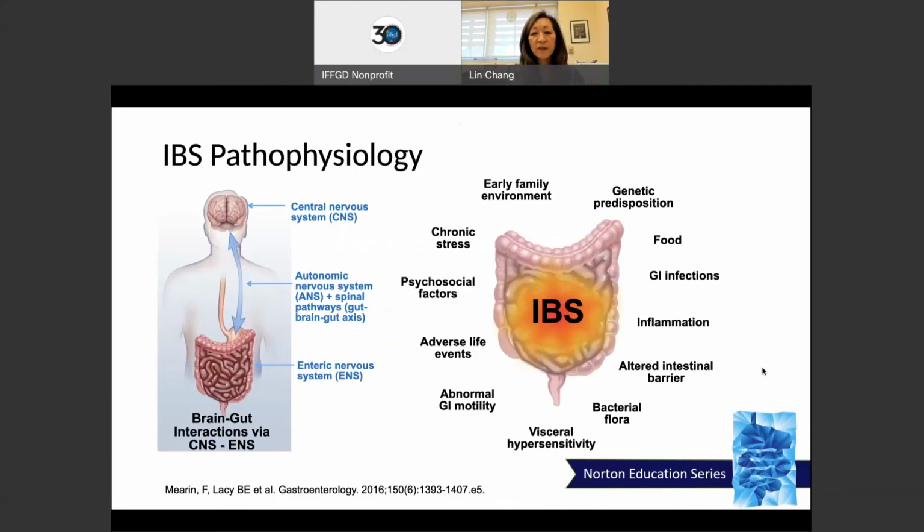The IBS pathophysiology is really multifactorial. There are a lot of environmental factors that can increase the risk of IBS, and a genetic or familial predisposition. There can be triggers like food, GI infection, and inflammation, and then we can get disturbances in the gut-brain interactions. We could also have some gut peripheral abnormalities in IBS patients, like altered intestinal barrier function, termed in the lay public as leaky gut. The bacterial flora can be altered, and patients have increased visceral sensitivity and can have abnormal GI motility. Next slide.